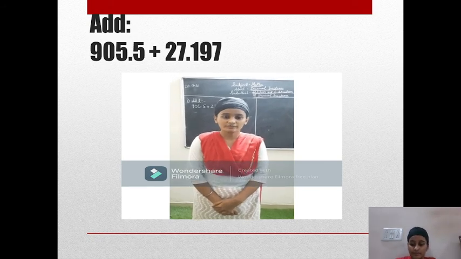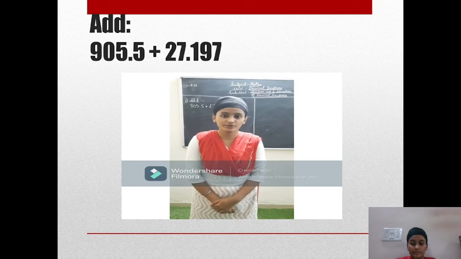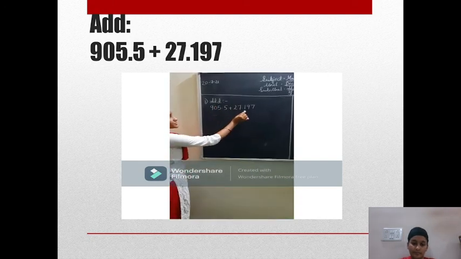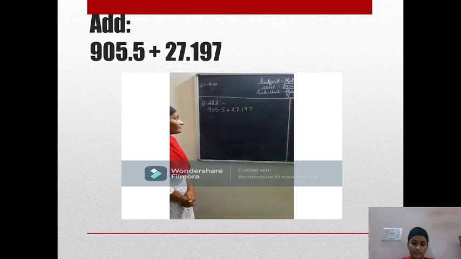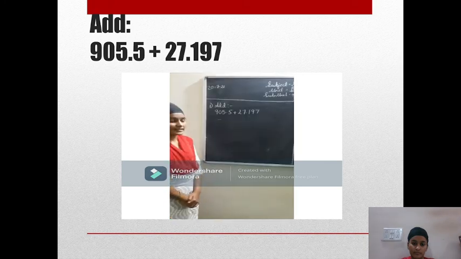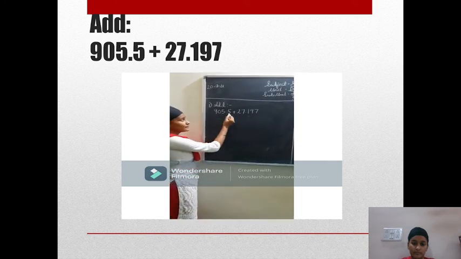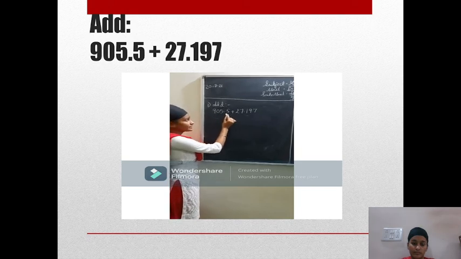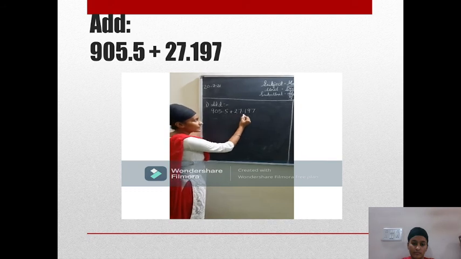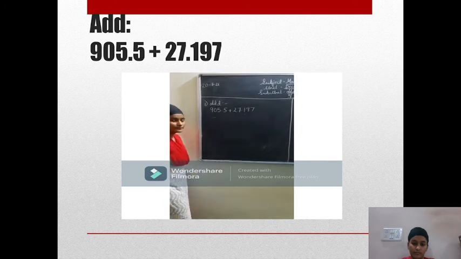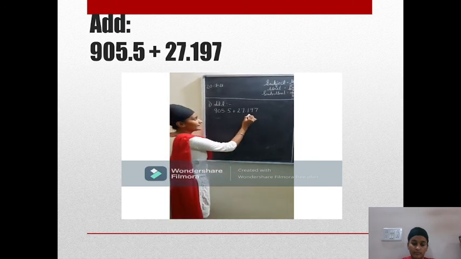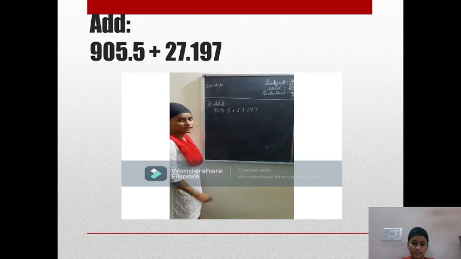Okay students, so now we'll see a sum based on the addition of decimal fractions. Now you have to add these two numbers. You will tell me how you are going to read these two numbers. Yes, so how is it read? The first number is read as 905.5, and the second number is read as 27.197. You will not read it as 197, you will read it as 197 because it's after the decimal point.